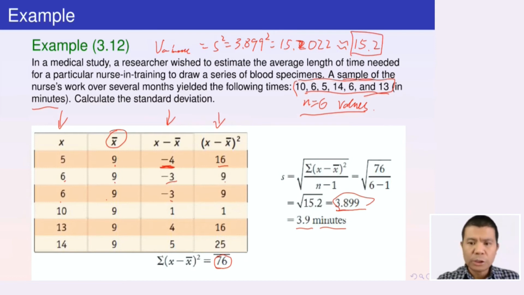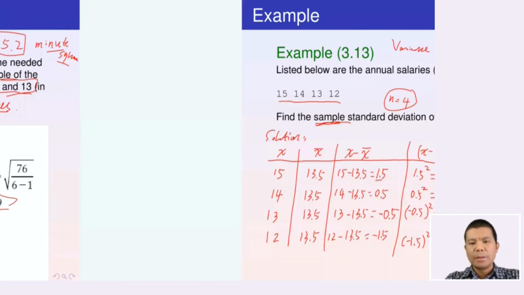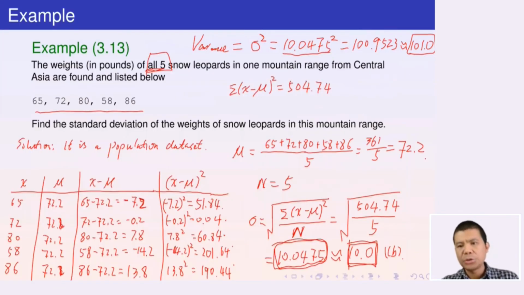Now this one, the unit will be what? Square minute. So it is the square of the unit of the original data. If this is in minutes, then that's a square minute. And this one, if it is in pounds, then this is square pounds. Okay, so that's the unit of the variance.